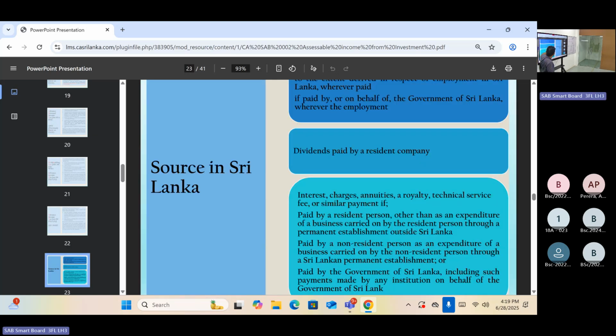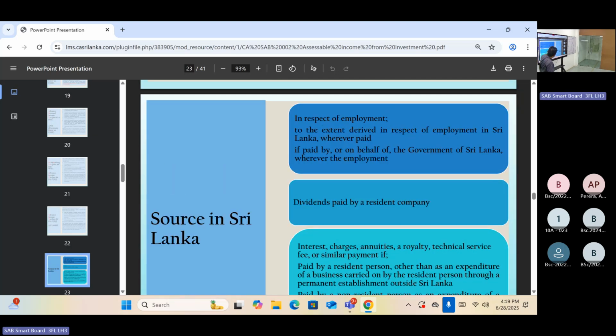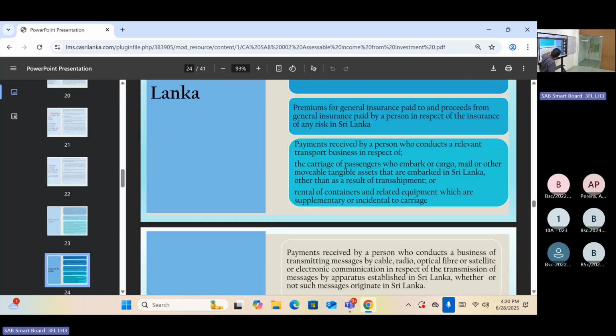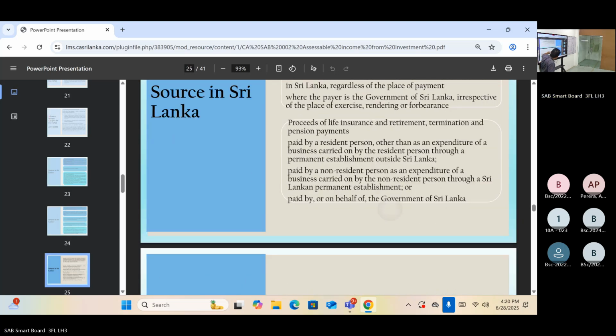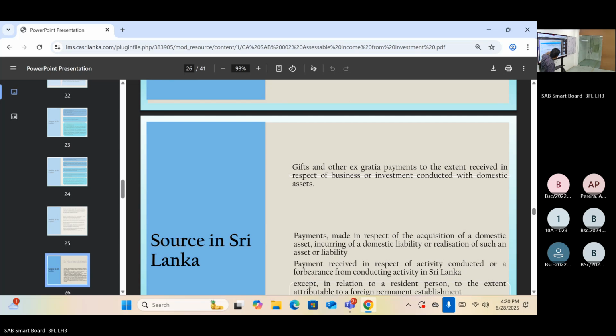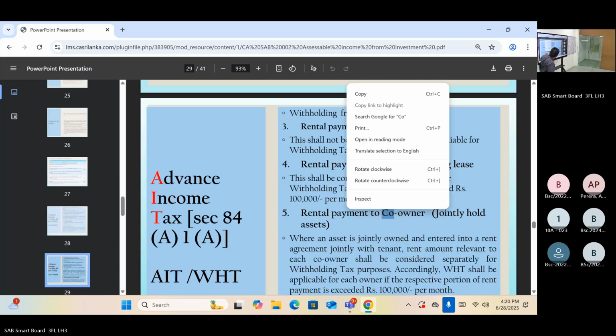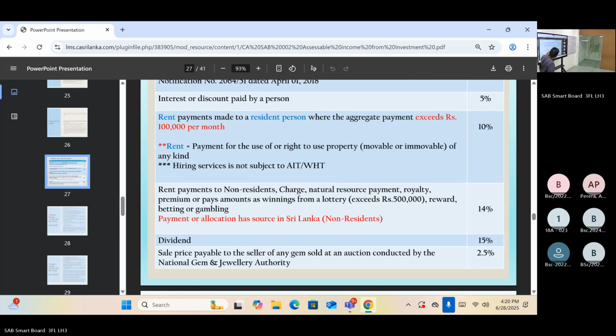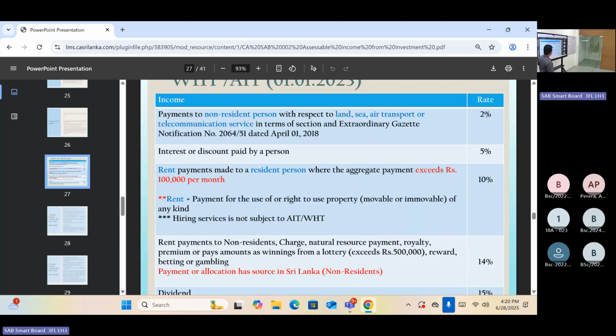So this is called source in Sri Lanka. We'll discuss separately. So what are the rates? I will go strictly to the rates. It says this type of thing. Rates.